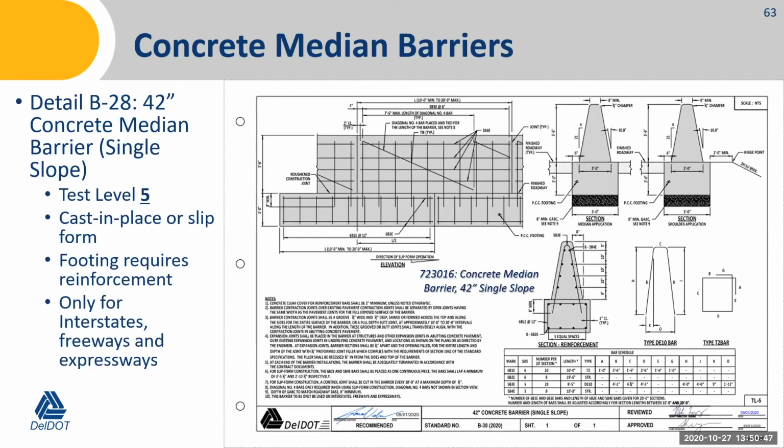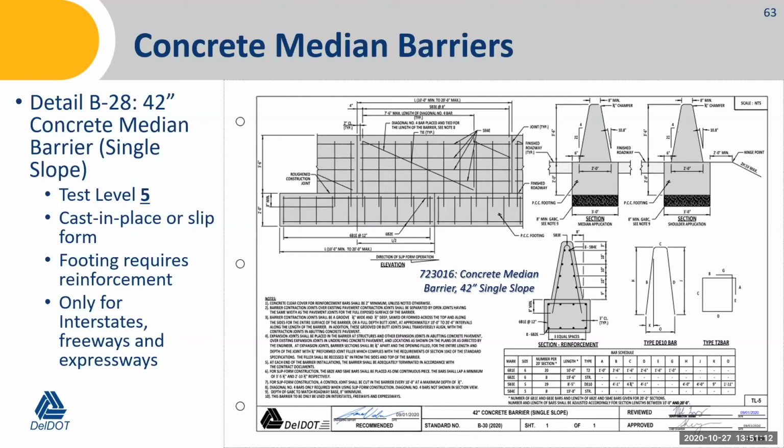This is the new single slope barrier, similar to what Mike talked about with the parapet walls for the TL5 single slope. This is only for interstates, freeways, and expressways. It's a test level 5 design. Now this is a median barrier, so it's a double-sided barrier. You can use this on the roadside if need be.